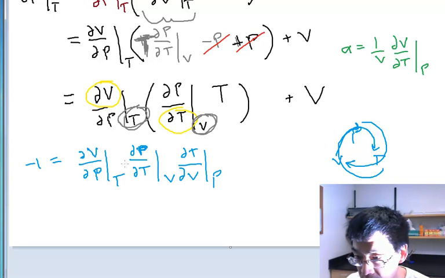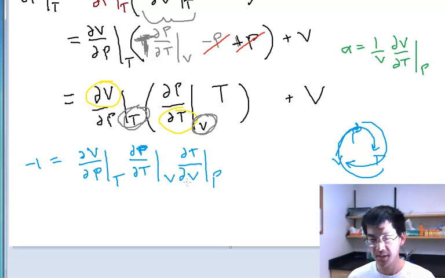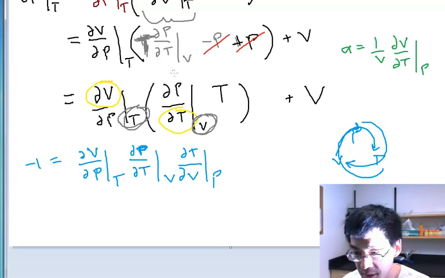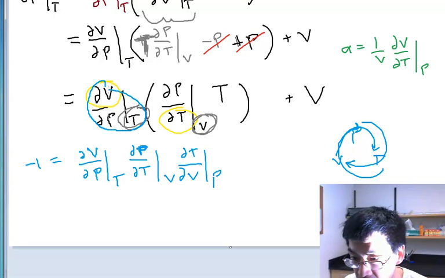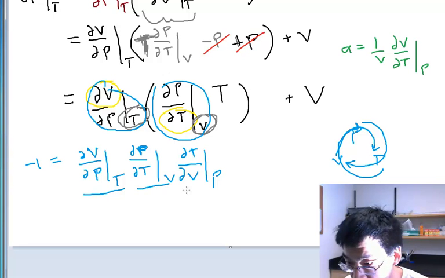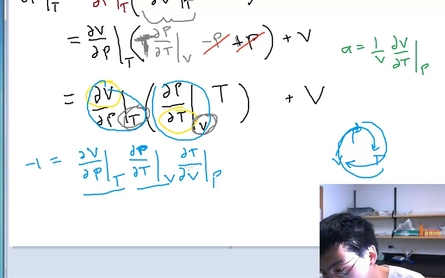dV/dP at constant T, dP/dT at constant V. Okay, so this is the Euler chain relation, and I'm about to use that. Here I've got dV/dP at constant T, that was the first factor, and dP/dT at constant V, that's the second factor. And this third factor I'm going to put on the other side.